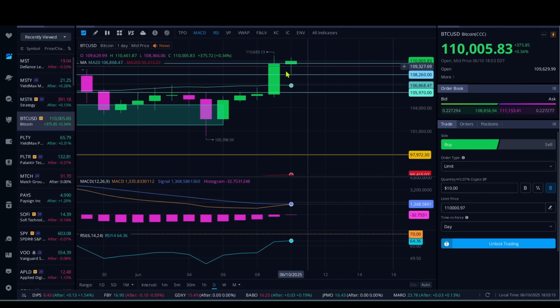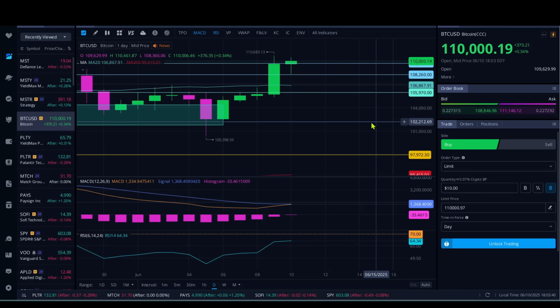But when you start seeing this long wick at the bottom, gives you a little bit more of a confirmation that there are some buyers right in this area. And that's why and how it got pushed back up. And now we're currently sitting at 110K.